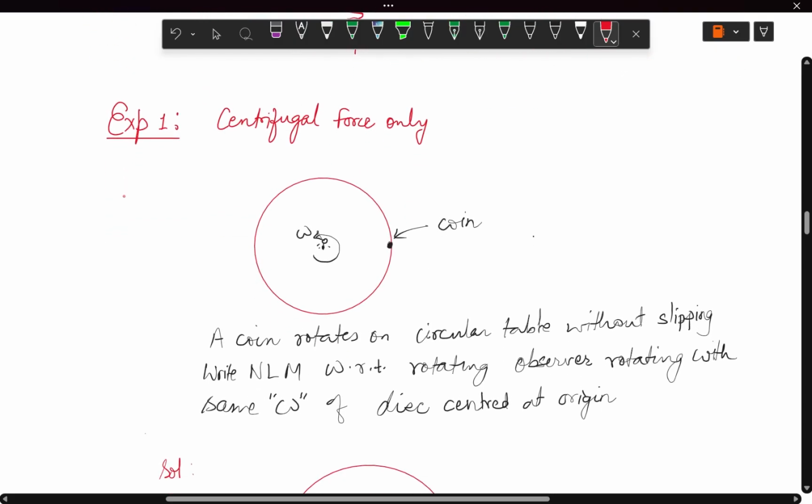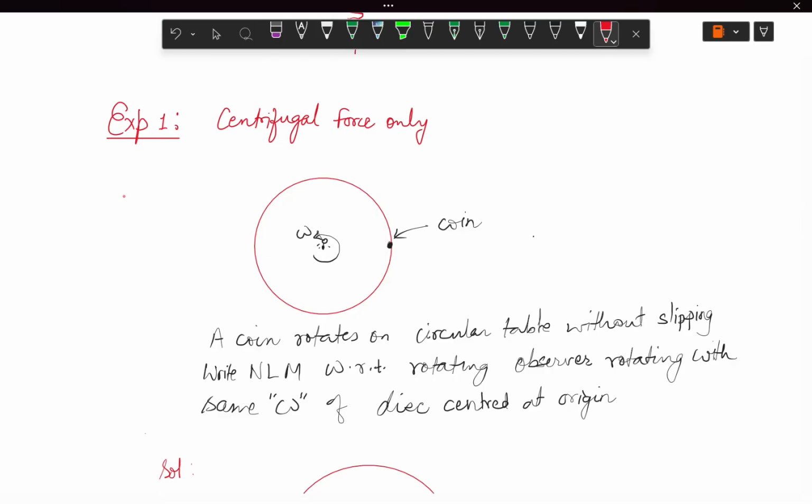So first example, let's consider the centrifugal force only. A coin rotates on a circular table without slipping. This is the coin you see rotating on this circular table without slipping. There is enough friction. We have to write Newton's laws with respect to this rotating observer, rotating with the same omega as that of the disk, and he is centered at the origin.